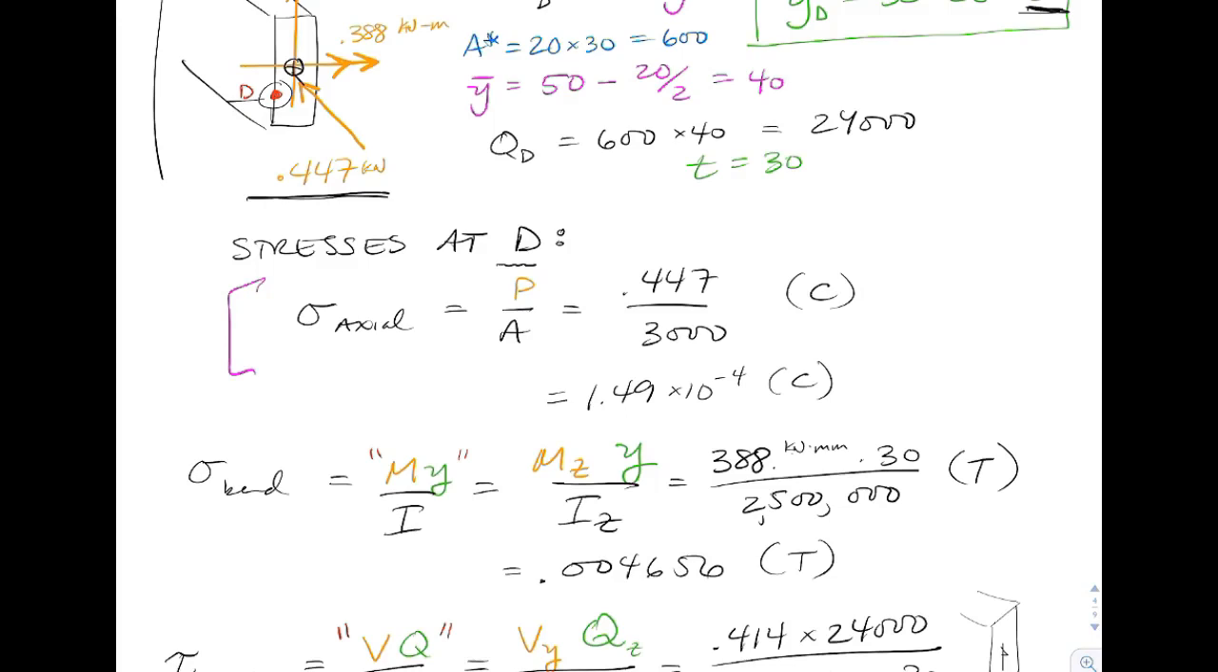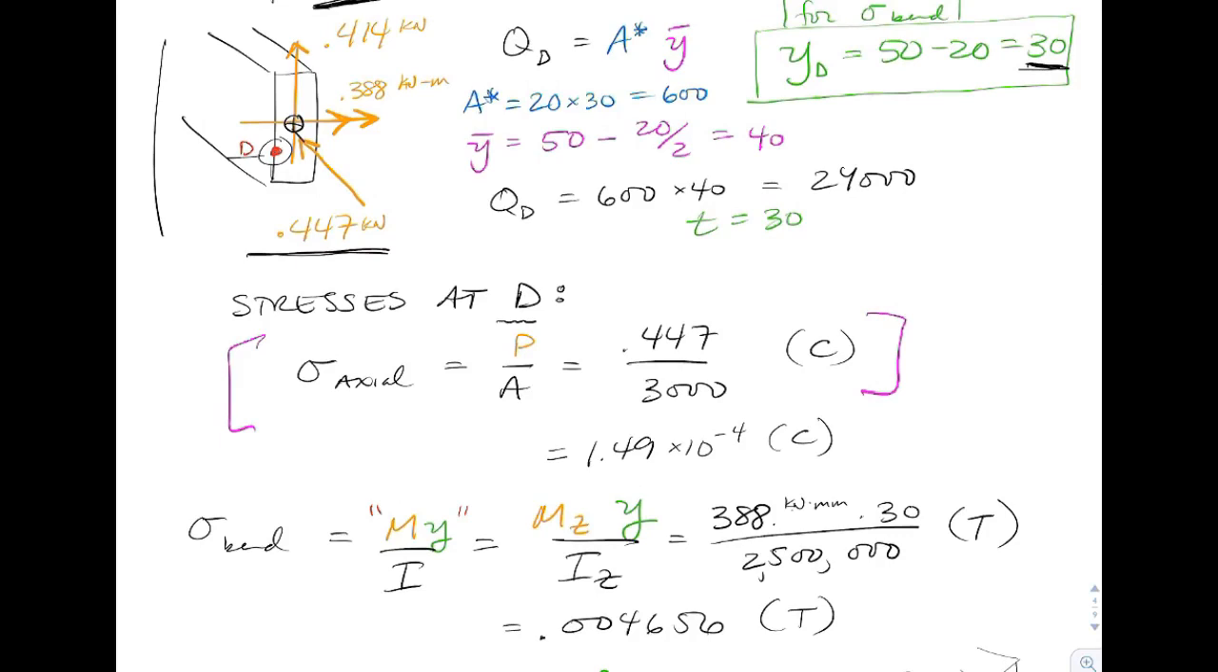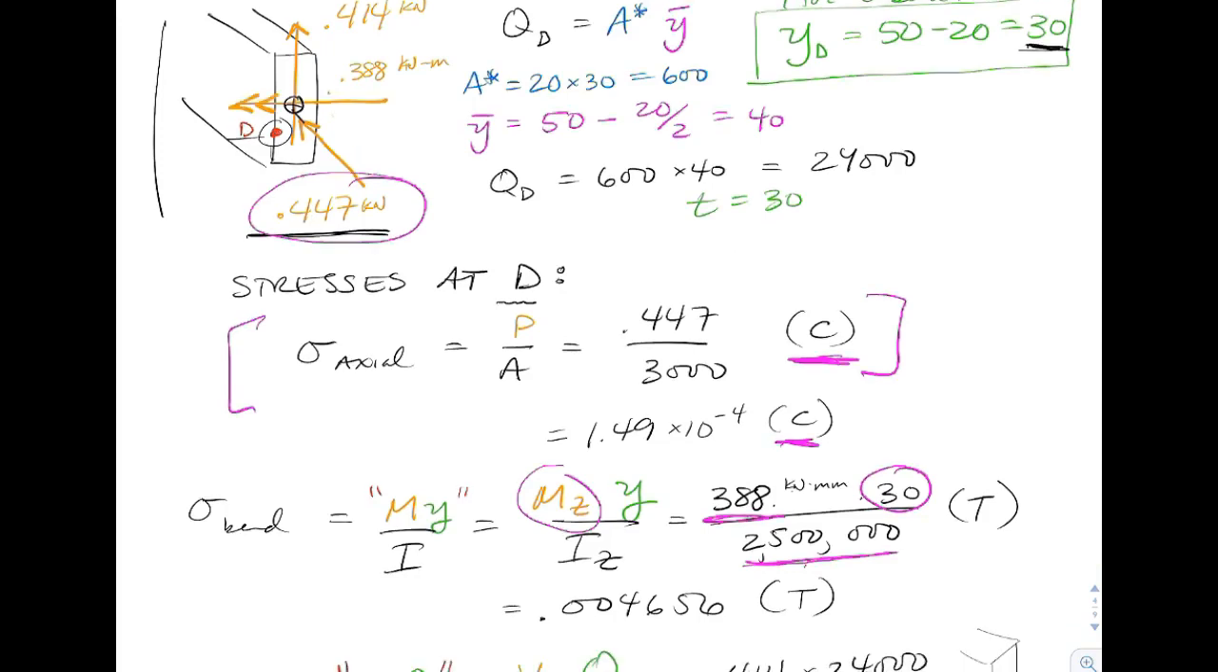The normal stress, one of them is going to be P over A. We know the internal axial force is in compression, so I'm going to mark that with a big C right there. You could also use negative, that's fine. Bending stress at point D, we can go ahead and use the right-hand rule. We'd end up using the moment, which would be 388, distance of 30, and the moment of inertia about the z-axis. So the bending stress value is sitting right here, from that calculation.